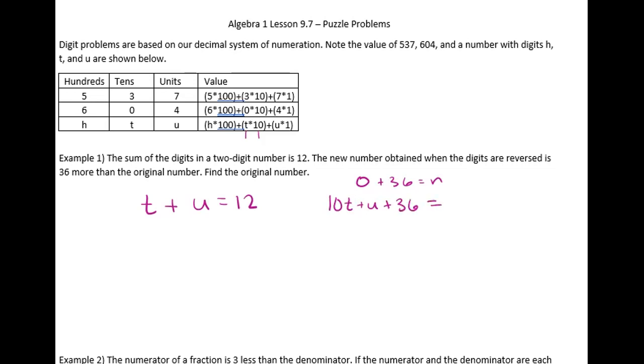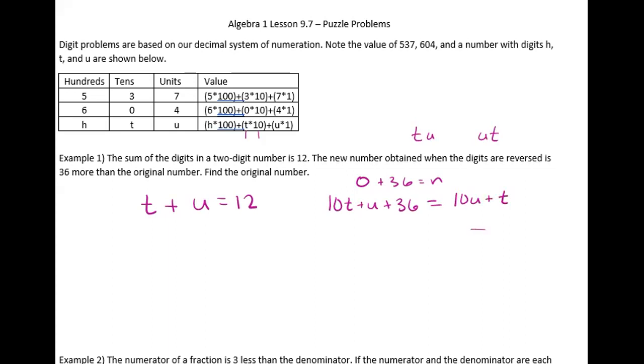So how are we going to talk about the new number? We're going to switch the digits. So instead of the tens and the units, we're going to have the units digit and then the tens. But that means that units digit needs to be multiplied by 10. And the tens digit is just the units value.